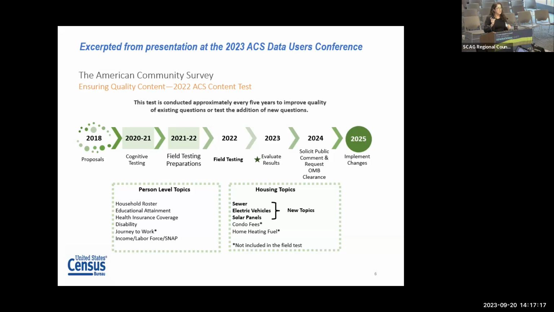And then on housing, and this might be interesting in particular to people in this room, things like electric vehicles and solar panels, thinking about regional planning kinds of topics that might show up in 2025, condo fees, and changes to wording for home heating fuel. So there's this constant development process. The survey has been in the field since 2001, started testing, really in production in 2005. So a long history, but this sort of periodic change cycle that it goes through.